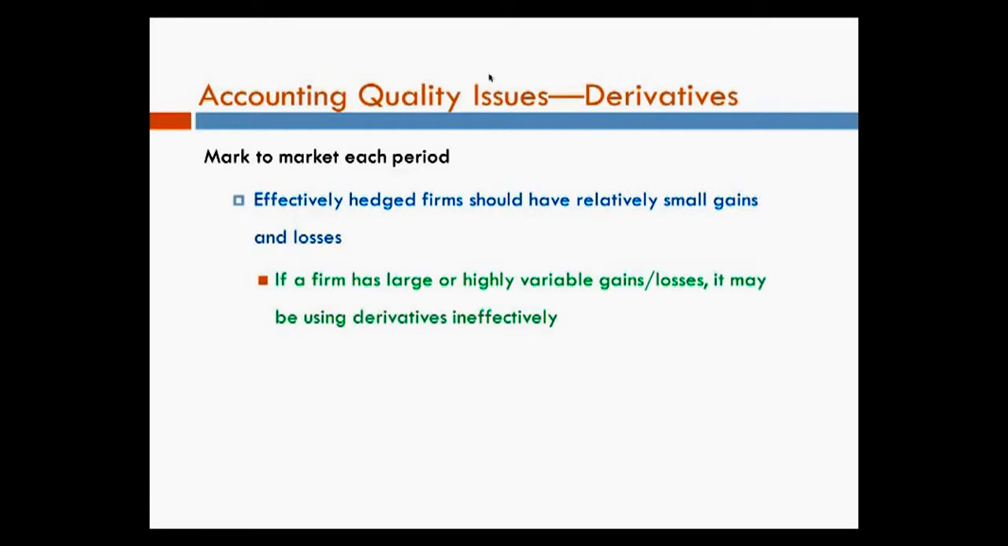Now, if you're effectively hedged, these numbers should be small. The gains and losses should be small. In fact, if you're seeing as an analyst large gains and losses due to derivatives for any of our companies, because we don't have any financial services companies, that should be a flag. That means they're not effectively hedging. They're kind of in a speculative game, whether they intend to be or not. And you might want to consider the implications of that.